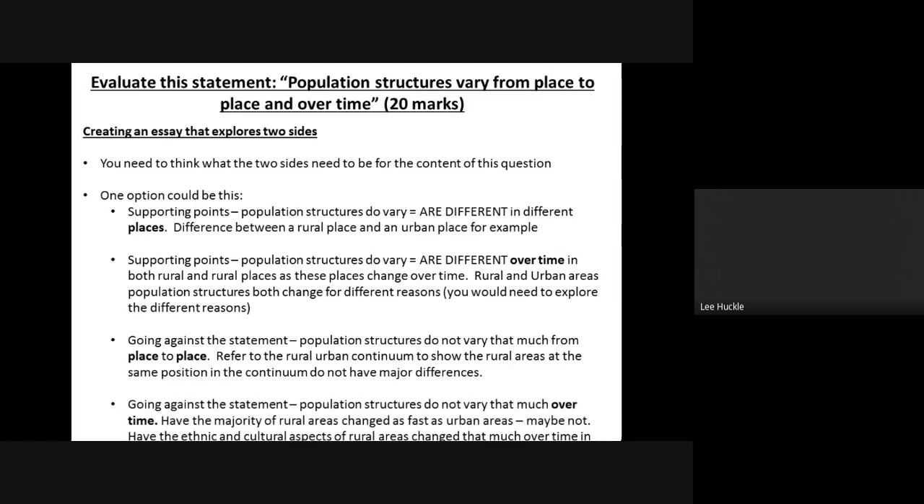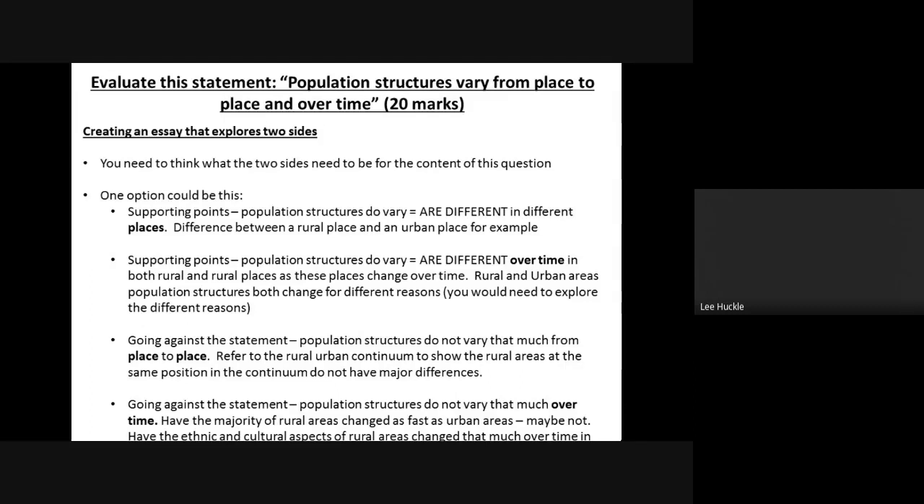Then your final paragraph has got to go against the statement. Have a quick read of that. So it says population structures do not vary that much again, but this time you're looking over time. So what I've put here is, have the majority of rural areas changed as fast as urban areas? So we're looking more at the speed, and maybe not. Maybe rural areas, countryside areas, had changed, but they haven't changed as fast as urban areas.